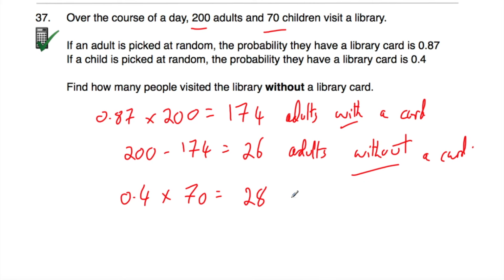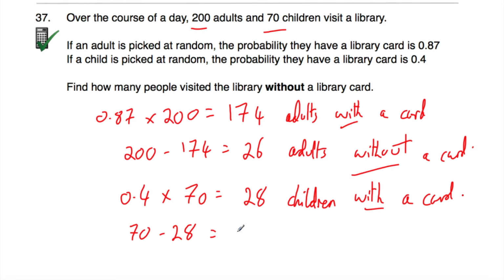So that means that 28 children had a library card. And if we want to work out how many children did not have a library card, we'll take the 28 away from 70. So 70 take away 28 is equal to 42. So that means there's 42 children without a library card.